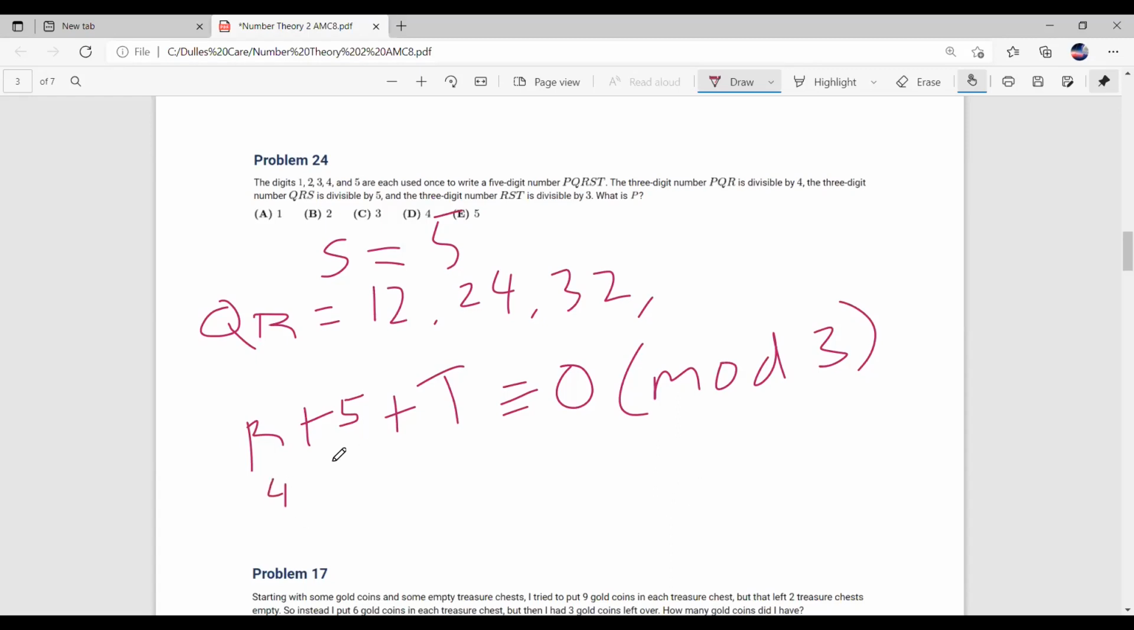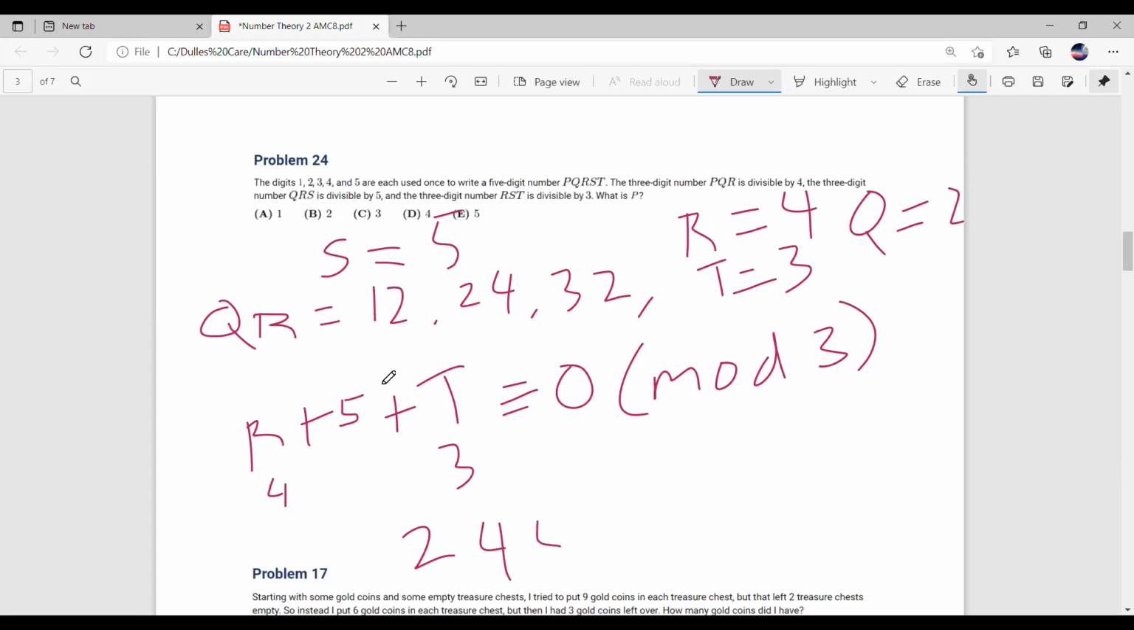If R is equal to 4 and S is equal to 5, then we have 4 plus 5, that's 9, plus T, which then equals 3. So R equals 4 and T equals 3. And we also know that in that case, Q is equal to 2. So you have 2, 4, S is equal to 5, and 3. And now we have to determine what P is equal to. P is equal to 1.